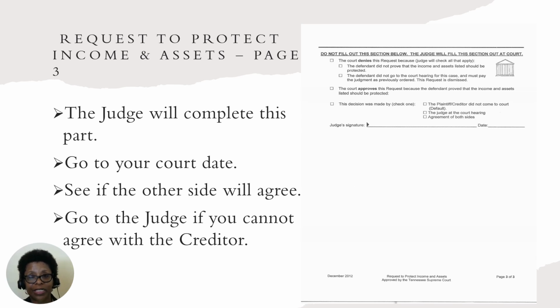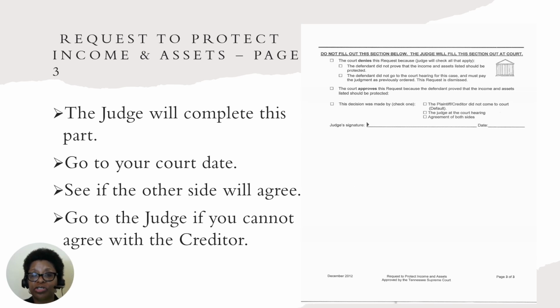Try to see if you can get the other side to agree. They may look and say, oh yeah, this is protected income. But if you can't get an agreement, don't be afraid to go to the court and ask the court to look at this. And then the court can decide if your SSI should be protected or not.